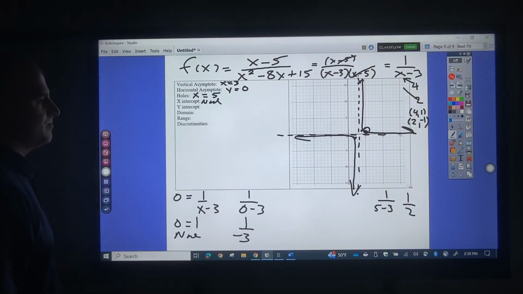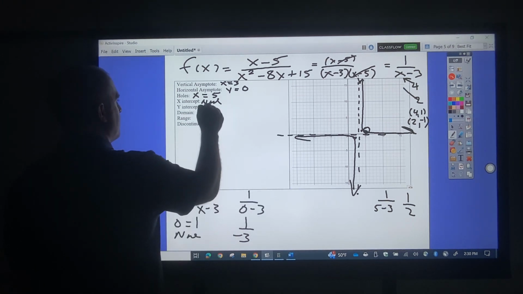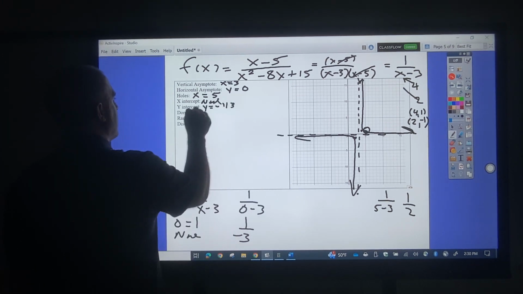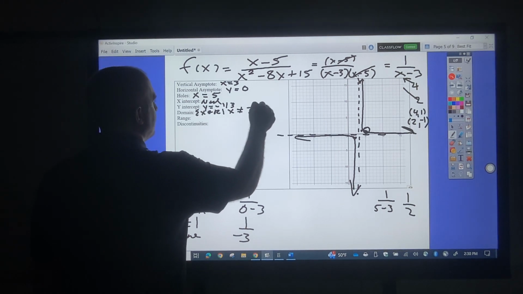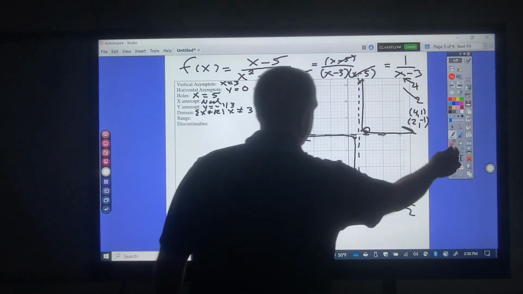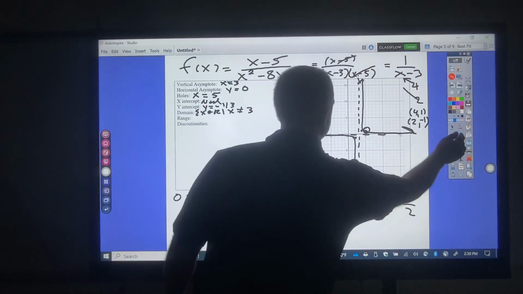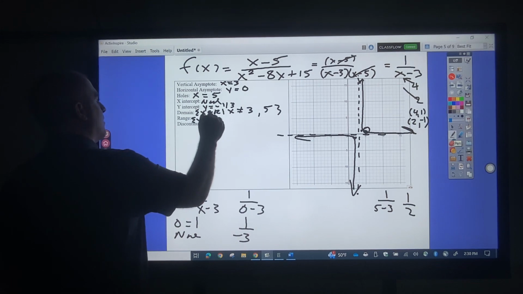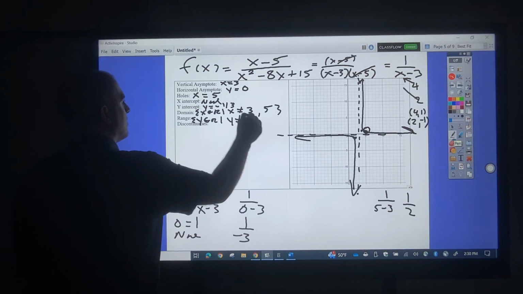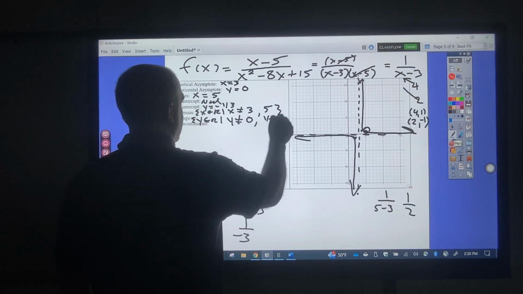Okay. So when I graphed, my y-intercept was at negative 1/3. My domain was all real numbers except x can't be 3, can't be 5. I should actually write it like this: 3 and 5. The range is y is an element of all real numbers such that y can't be 0. And then also, when I found the hole, it was at 1/2, so it can't be that.